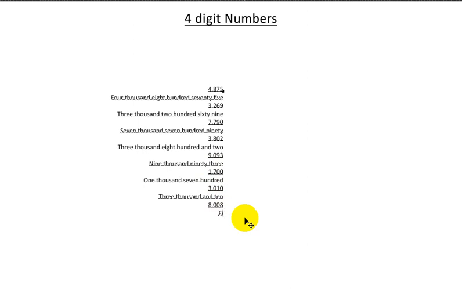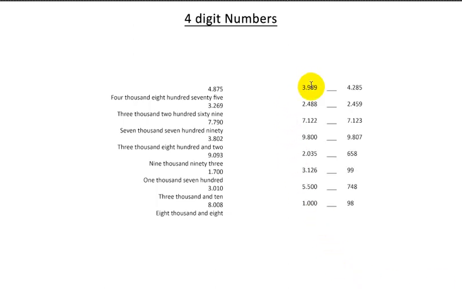And lastly, we have 8,008. Here I don't say any hundreds or tens because there are zeros in those places. Next up, we have comparison. So let's remember how we compare 4-digit numbers.